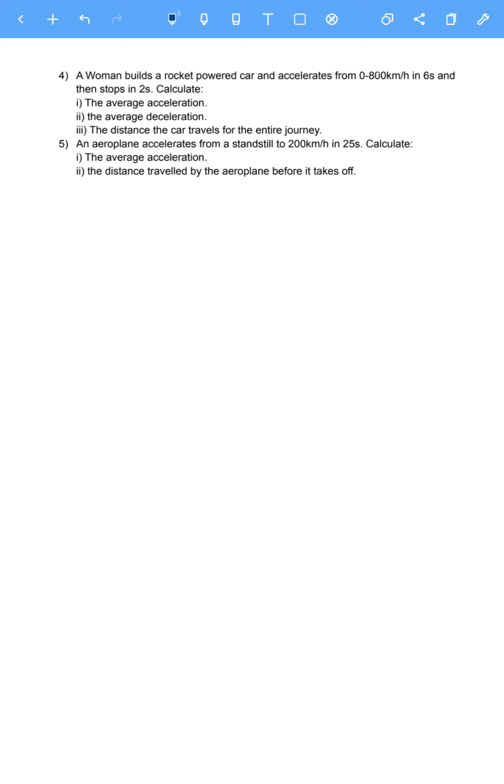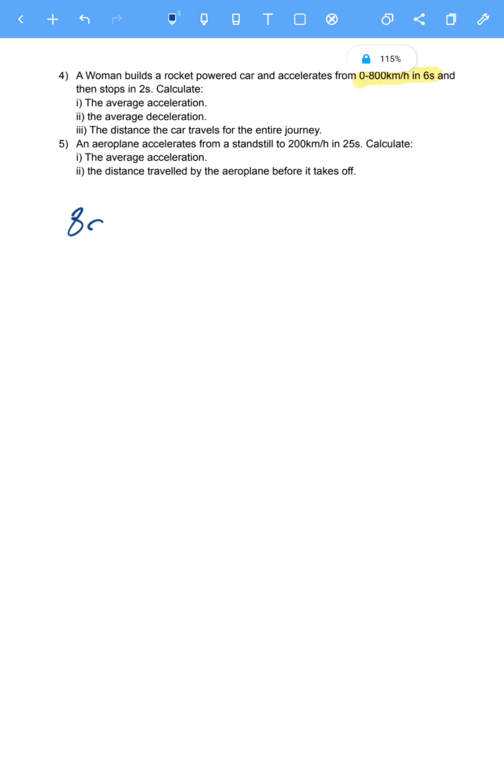So in this question, there's quite a lot of kilometers per hour. So what I'm going to do first of all is just show you how to convert kilometers per hour into meters per second. For example, with the first one, we've got 800 kilometers per hour in 6 seconds, and we need to find the average acceleration. Acceleration is change in velocity divided by change in time, which is relatively straightforward, but we need to convert the kilometers per hour.